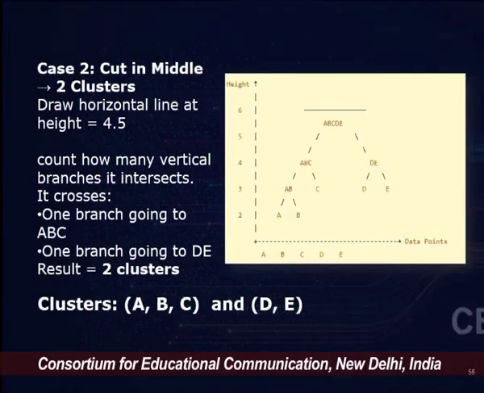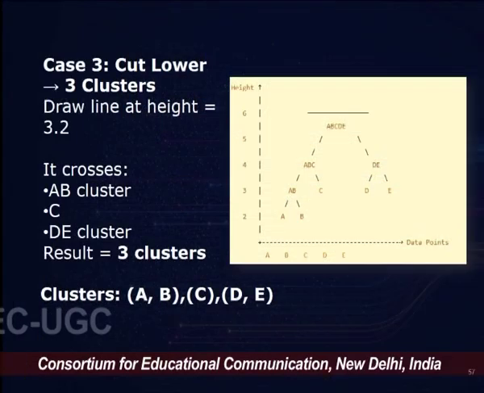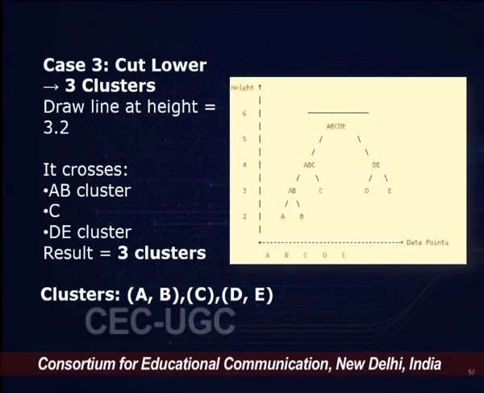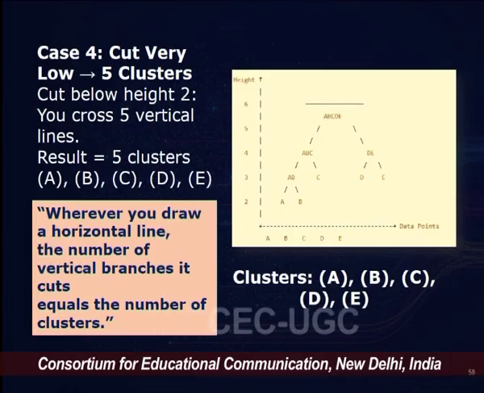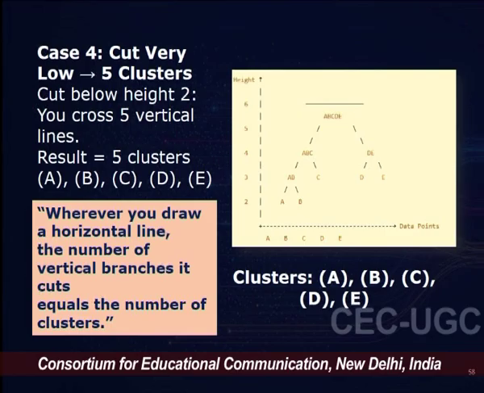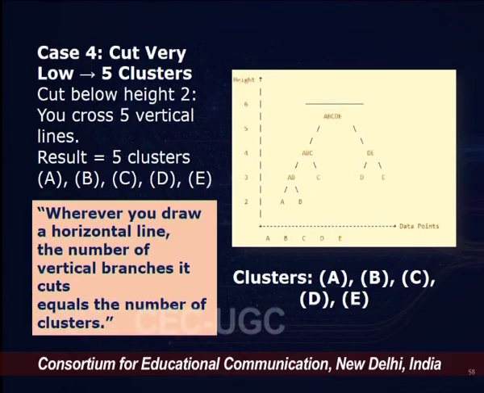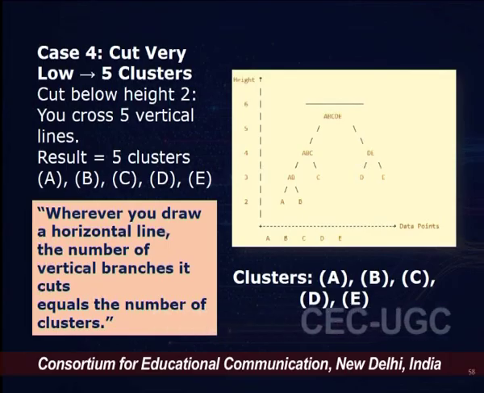Obviously, it has led to two clusters, as you can see at the bottom: A, B, C, and another cluster formed by D and E. I used another cut at, say, 3.2, and more clusters were generated. In case 4 I did a cut at another point, which resulted in even more clusters. So whenever you draw a horizontal line, the number of vertical branches it cuts equals the number of clusters. That is the concept you must know.